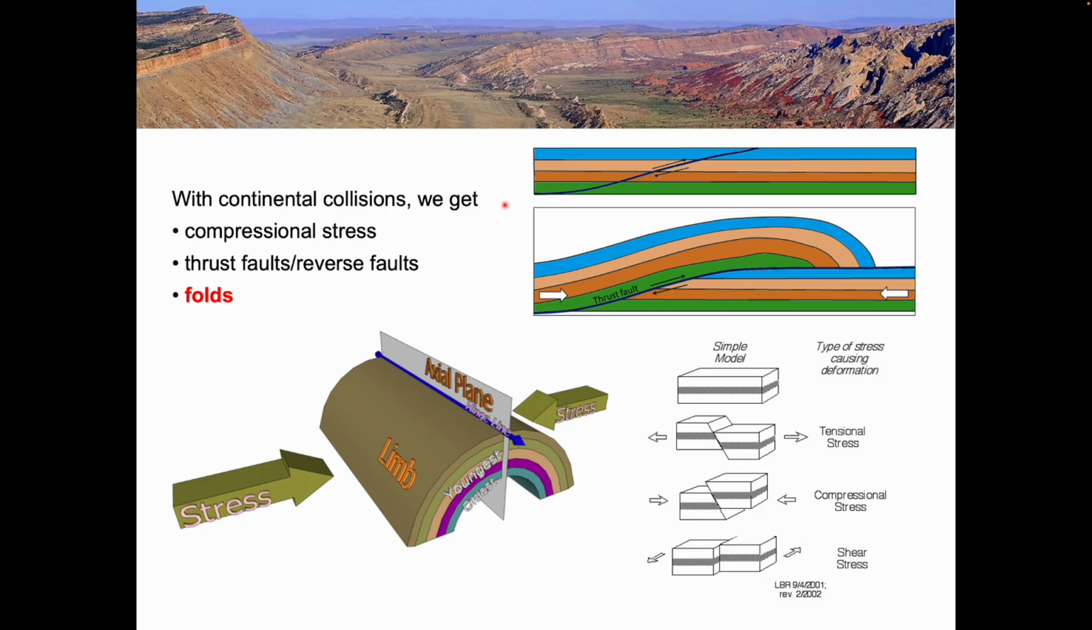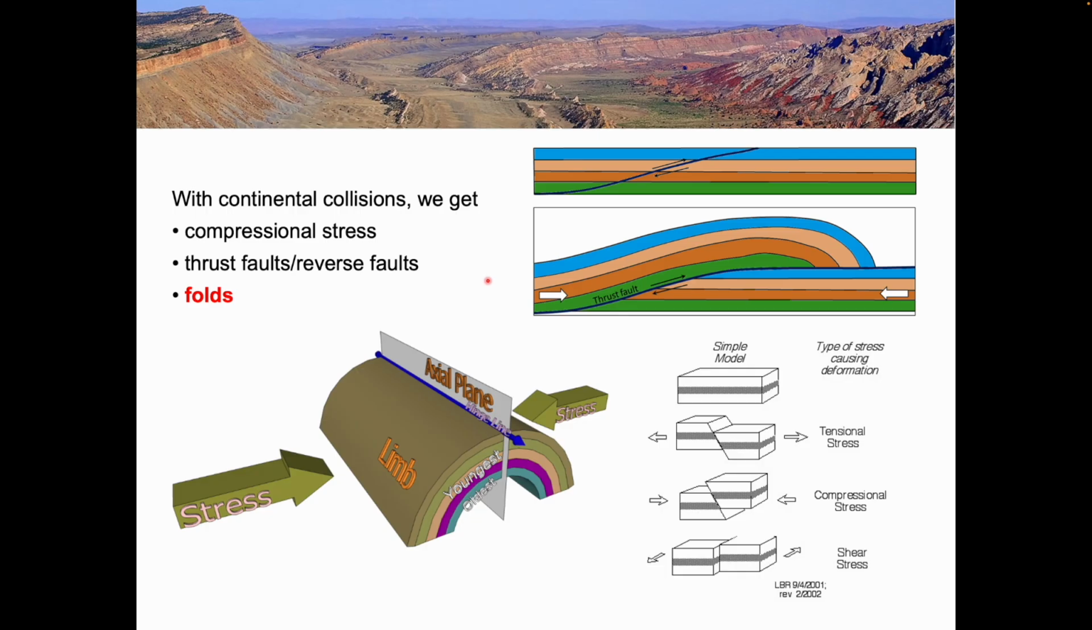So in certain circumstances, such as those associated with continental collisions, we get compressional stress, thrust faults or reverse faults, and importantly, folds, where the rocks are actually bent under their own weight and the compression of tectonic forcing.